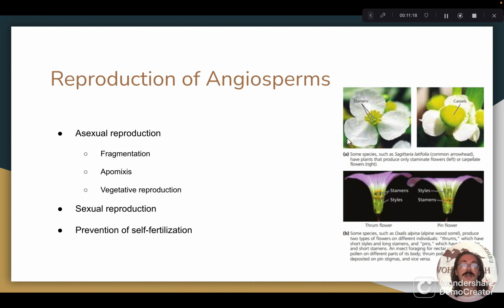Brings us to our next slide, reproduction of angiosperms. So what is asexual reproduction? It's a term that refers to the reproductive mechanisms by which a genetically identical offspring is produced by a single parent without the need for fertilization.